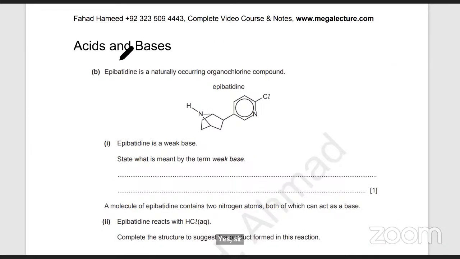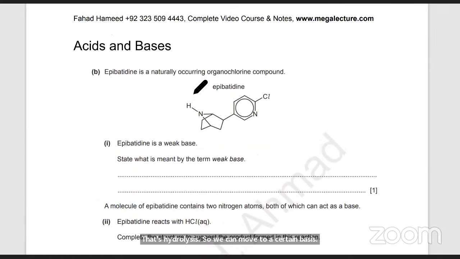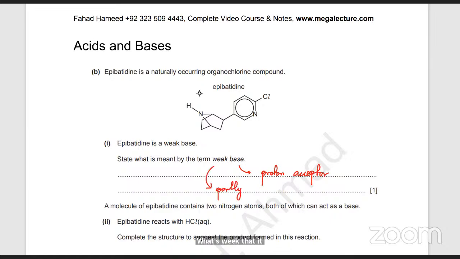So we can move to acids and bases. And what's a weak base? What is a base? It's a proton acceptor. What's weak? That it is partially ionized, or weakly ionized. Partly, need partially.